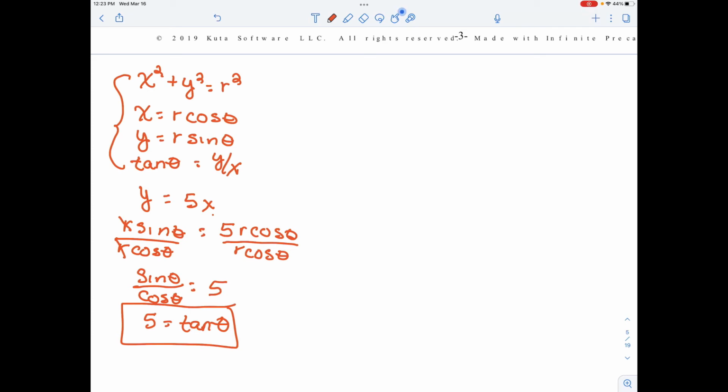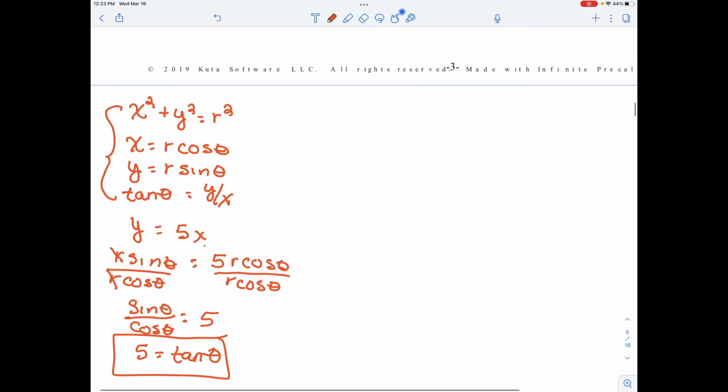And I've gotten rid of my x's and my y's. So that's my answer. All right, for the next one, this one was a little fun to do in class. We have y is equal to x squared over 5. So again, I'm going to change y to r sine theta. I'm going to change x to r squared sine squared theta.